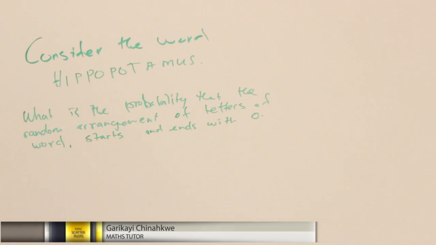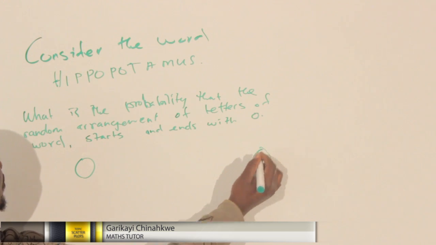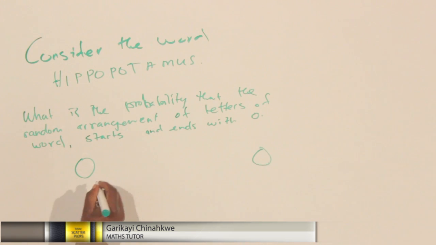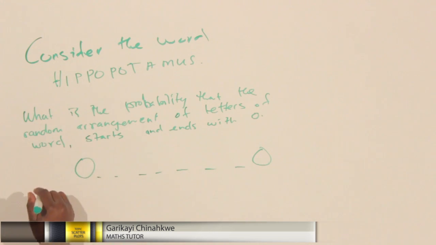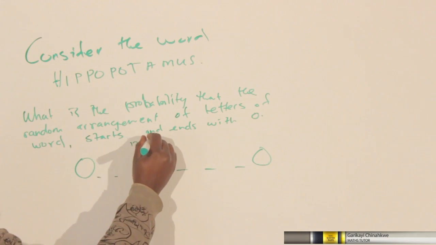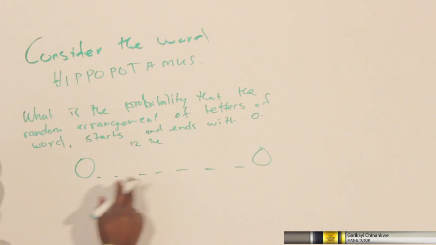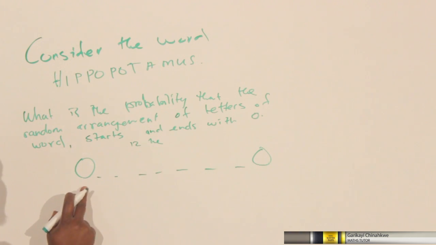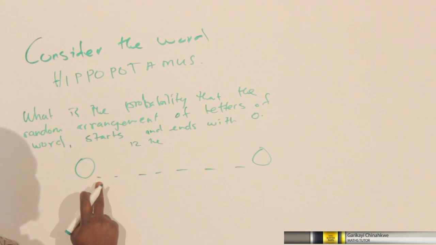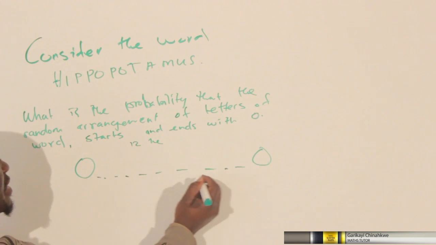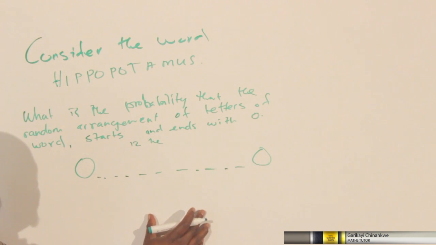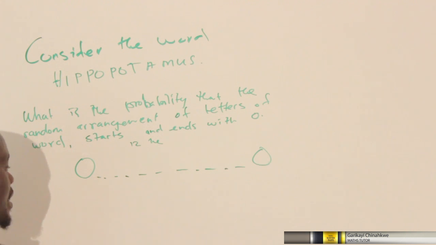So in other words, this word hippopotamus is going to start with O and it is going to end with O. So how many letters are there in between? We know that there are 12 letters, and we've got 2 letters at the ends, the one it starts with O and the one it ends with O. So we are supposed to have 10 letters in between. So that's how we are going to work it out.